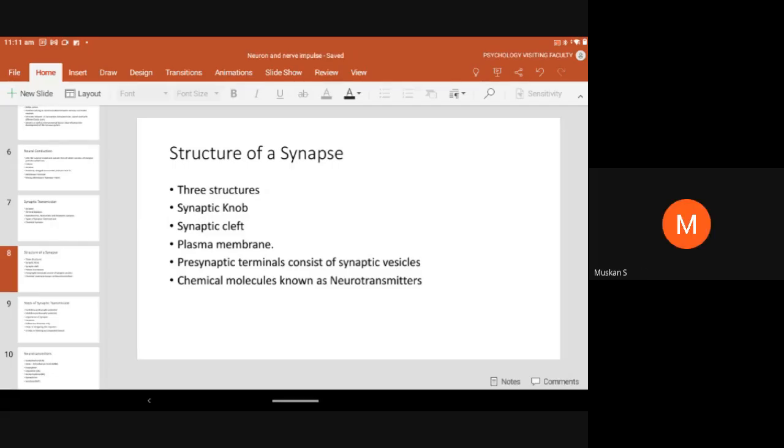Ma'am, I have a question. Yes, please. What kind of questions could come from the neural conduction part? Yes, neural conduction. Some very few questions like what do you mean by neural conduction? What is an ion? What are the two types of ions? What are the common positively charged ions? Name them. What is RMP? That is the resting membrane potential.